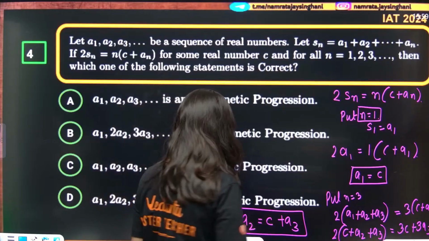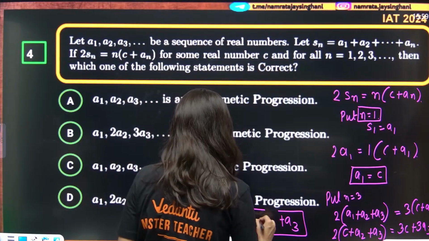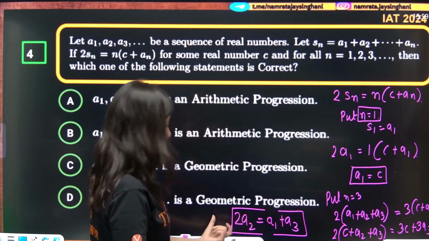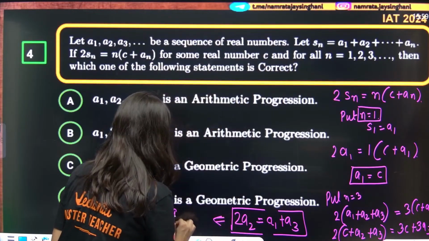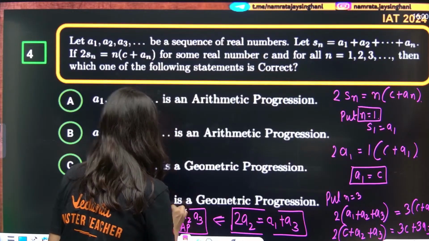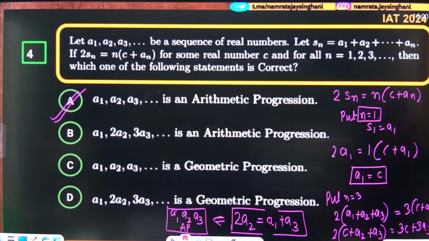Can you see this C is nothing but A1? C we can write as A1. Can you see this implies that A1, A2 and A3 are in arithmetic progression. So what does that mean? That option A is absolutely correct. Yes? Have a look. Let me know.